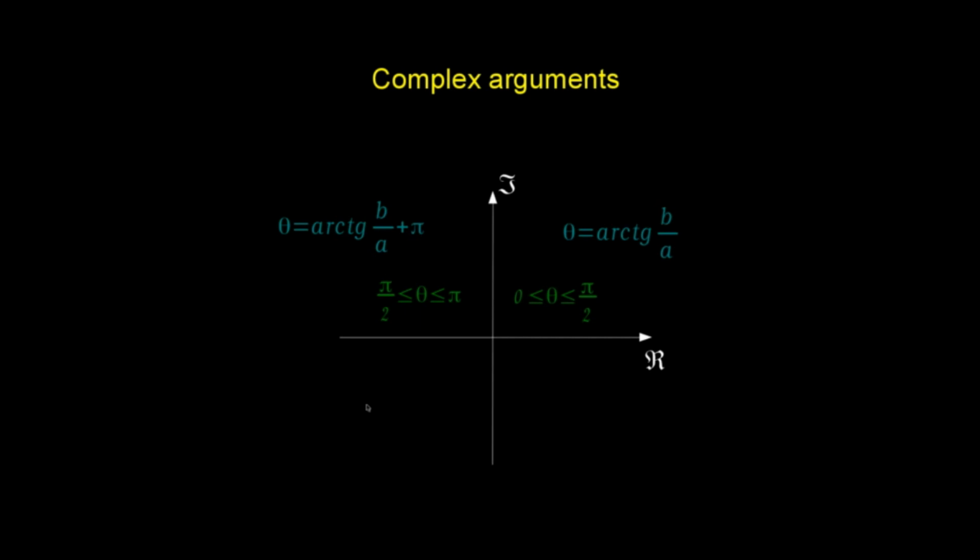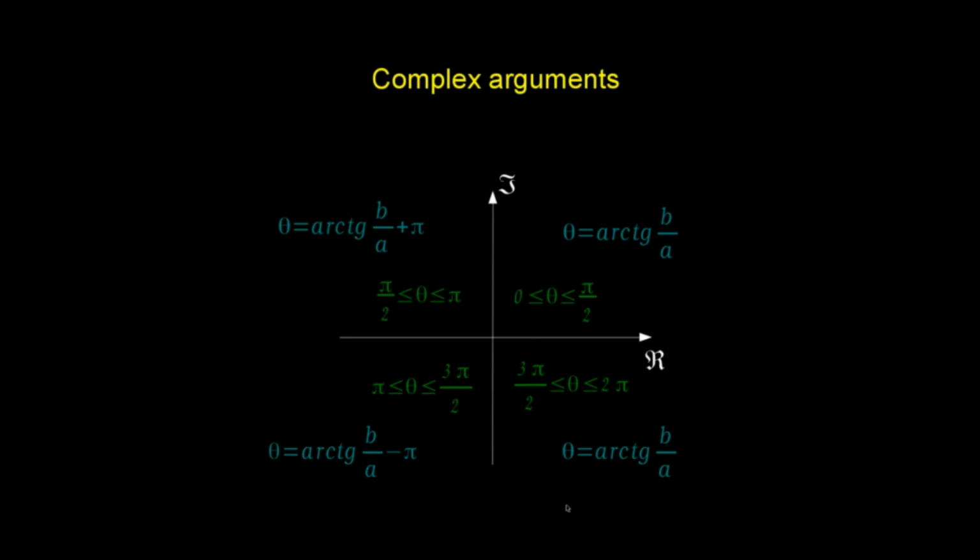If we have both real and imaginary parts negative, we'll be in this situation here with our arguments between π and 3π/2, and the argument will be given by arctangent b divided by a minus π. If we have a positive real part and negative imaginary part, our argument will be between 3π/2 and 2π, and the argument will be given by arctangent b divided by a. Just like the same situation we have here when we have both imaginary and real parts positive.